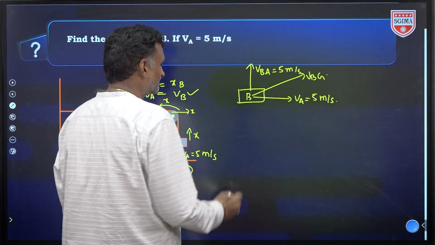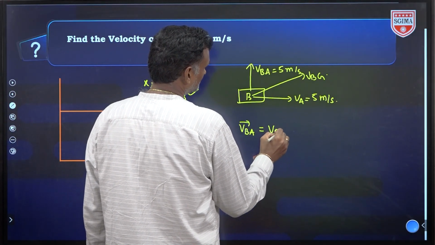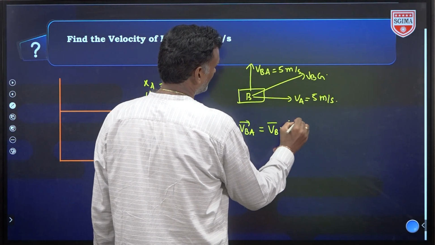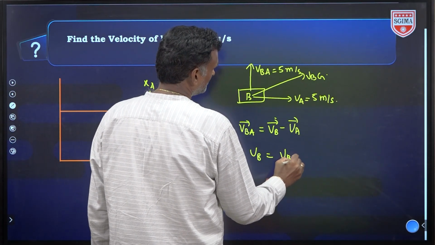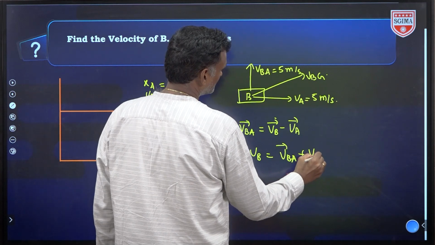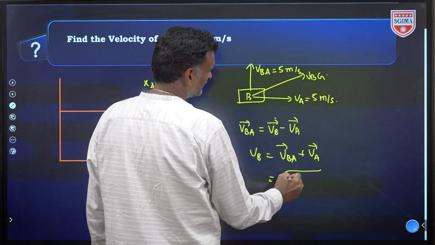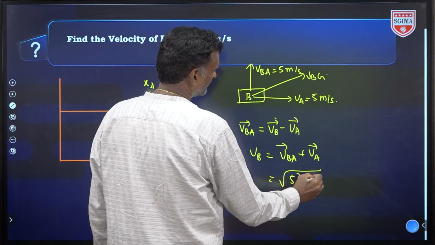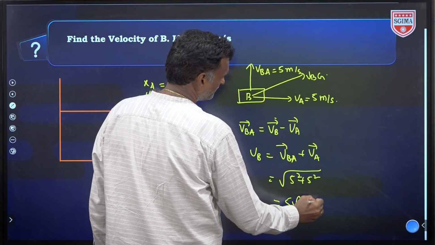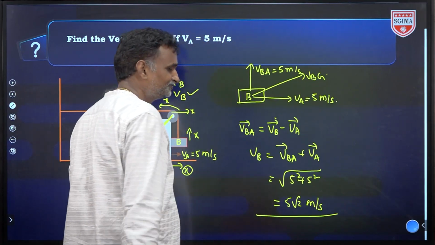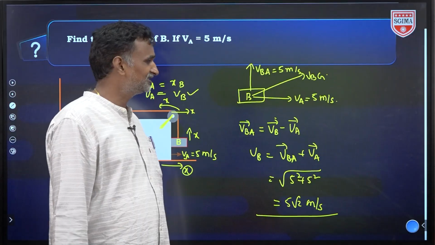Okay? So from the concept of VBA, VB minus VA, we have VB equals VBA vector plus VA vector. VBA is upward, VA is right side, so the angle is 90 degrees. So we can write 5 squared plus 5 squared, and we get 5 root 2 meter per second. Okay, so this is the answer for VB with respect to ground.